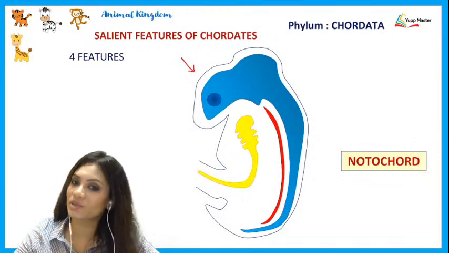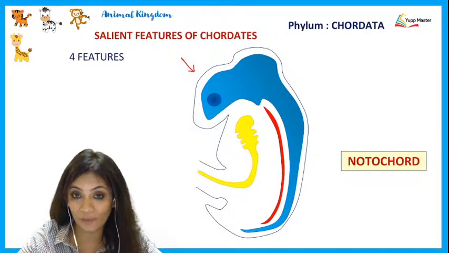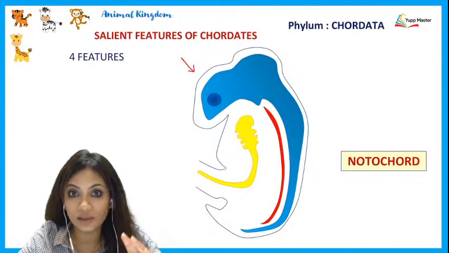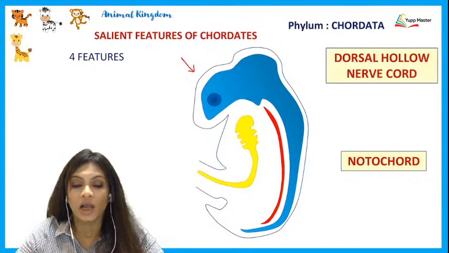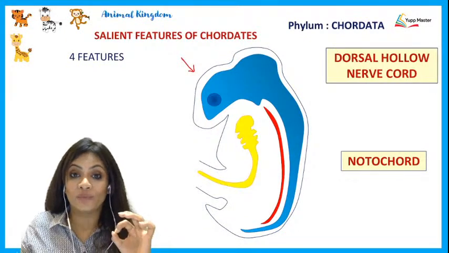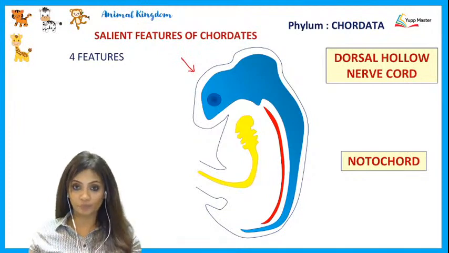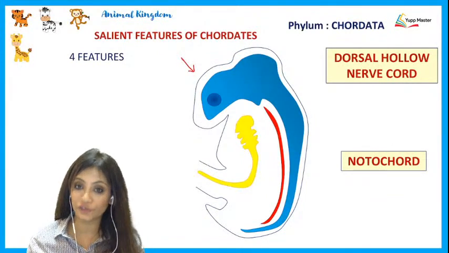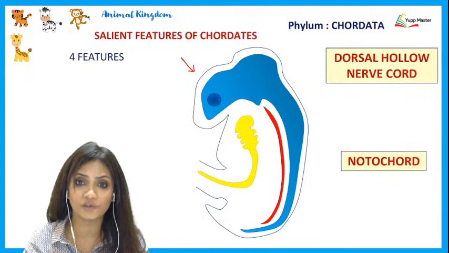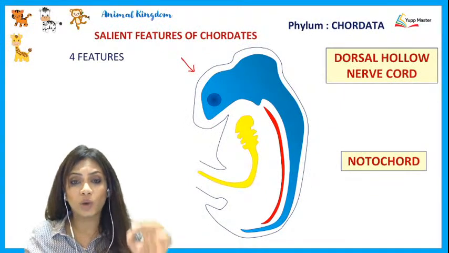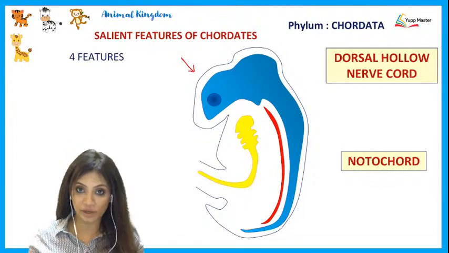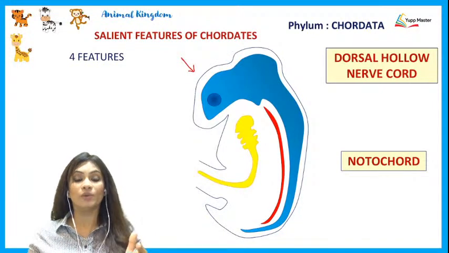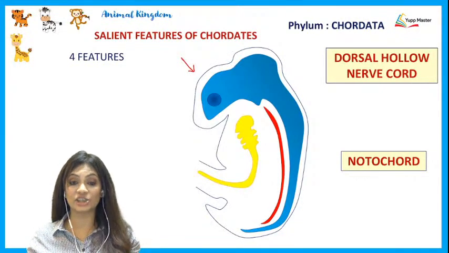First of all, the most important: if I want to call it a chordate, then there has to be a notochord. So this is the notochord present there. Then there also has to be a dorsal nerve cord. Now when I say nerve cord, all of the phyla that we had seen in the invertebrates did have a nerve cord, but the nerve cord over there was always placed ventrally. Over here, when we come to chordates, we will always find the nerve cord situated dorsally.